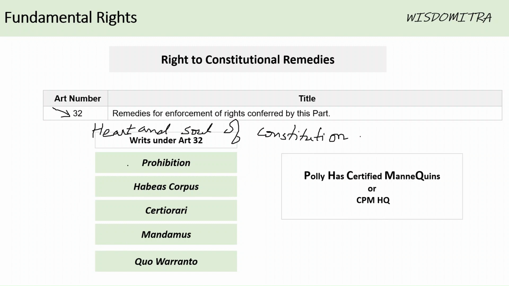And coming to the exam point of view, how do you remember it? You can remember it by this particular sentence: Polly has certified mannequins. Prohibition, habeas corpus, certiorari, mandamus, quo warranto. You can also remember it by CPM headquarters, CPM HQ: certiorari, prohibition, mandamus, habeas corpus, and quo warranto.